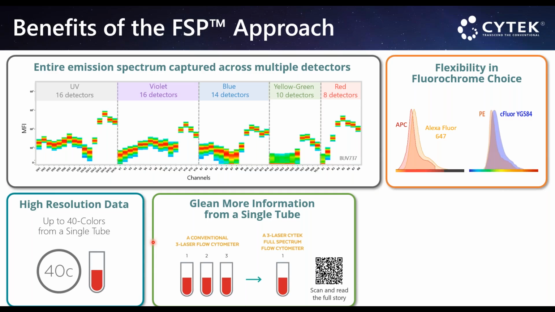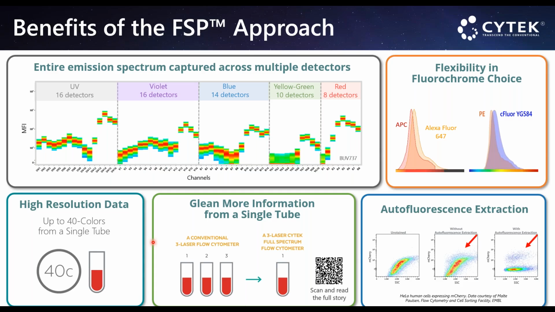We also have, along the same lines, taking assays that maybe required 3 tubes before and combining all of those markers into a single tube, which is especially important when you're working with a limited volume of sample. And then finally, I touched on autofluorescence extraction. Samples like lung tissue or tumor samples we've seen with high autofluorescence, and now the ability to characterize that autofluorescence and then extract it is possible with this full spectrum profiling technology.